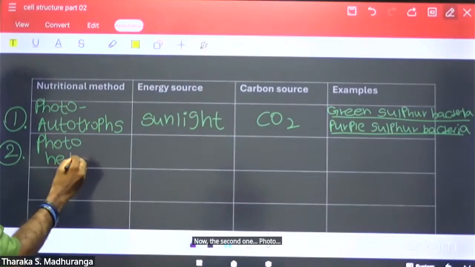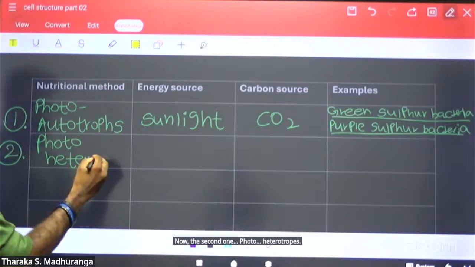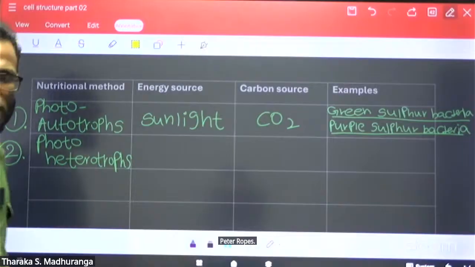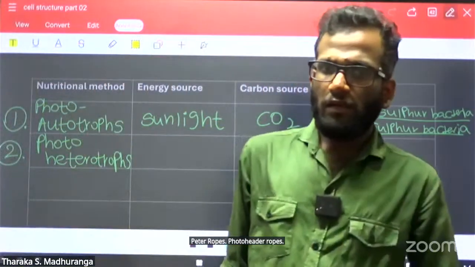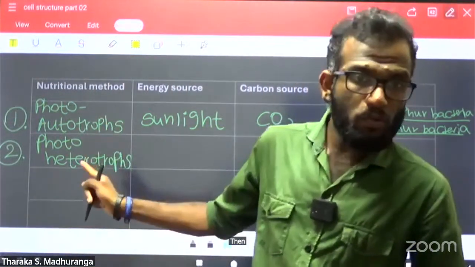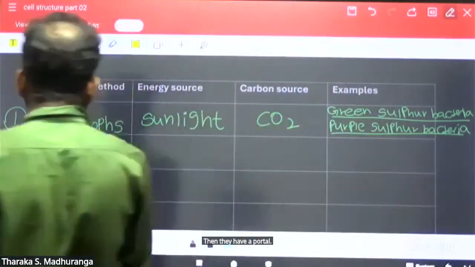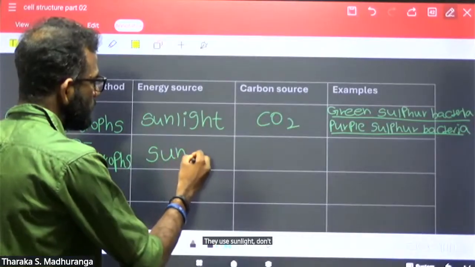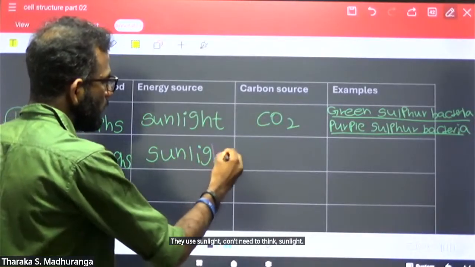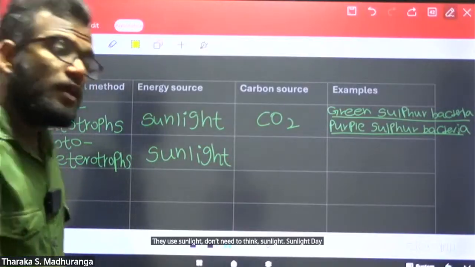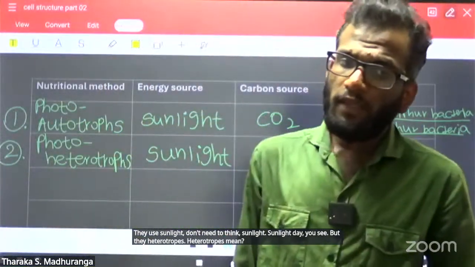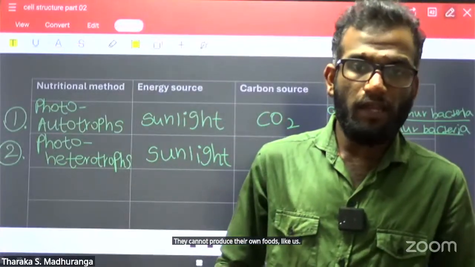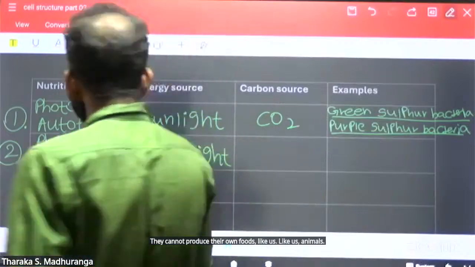Now the second one, photoheterotrophs. Photo means they use sunlight, don't need to think. They use sunlight, but they are heterotrophs. Heterotrophs mean they cannot produce their own food, like us, animals. They cannot produce their own food.